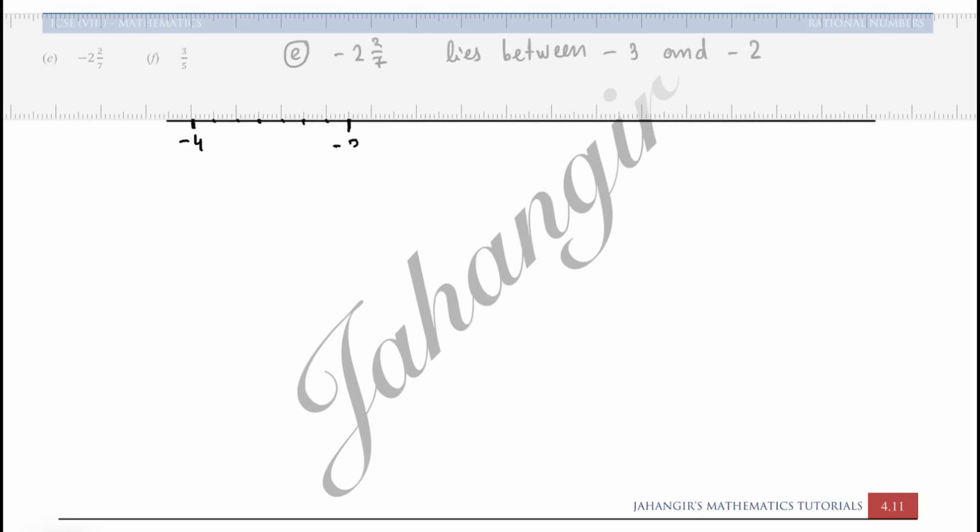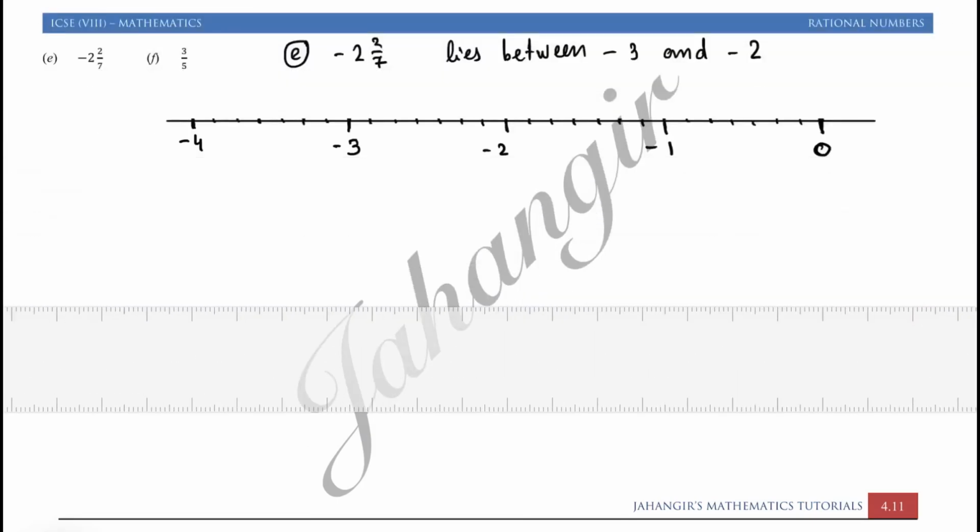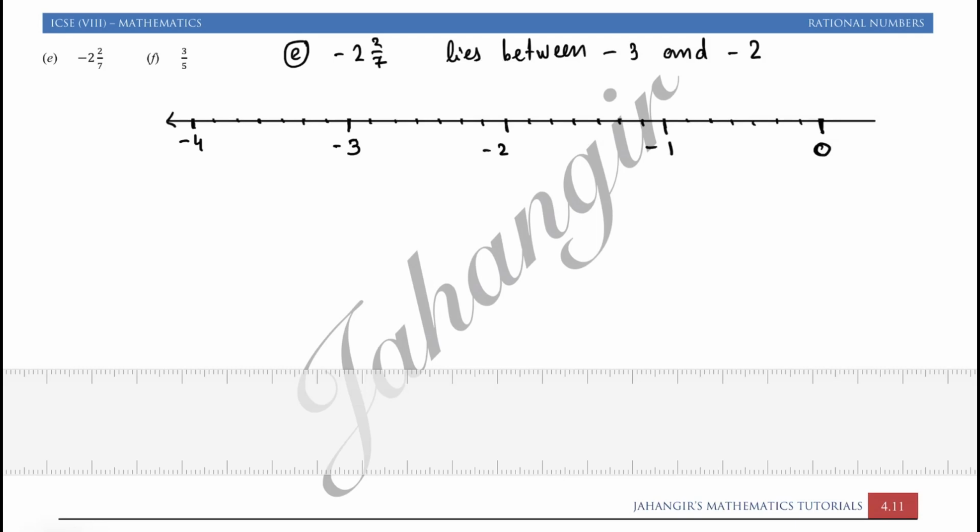This is minus 3. 1, 2, 3, 4, 5, 6, 7. Minus 2. 1, 2, 3, 4, 5, 6, 7. This is minus 1. 1, 2, 3, 4, 5, 6, 7. This is 0. Okay. So we need minus 2 by 7. So let us first put arrows.